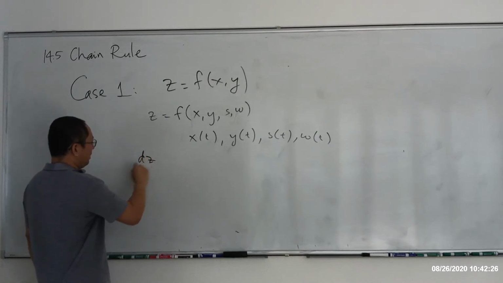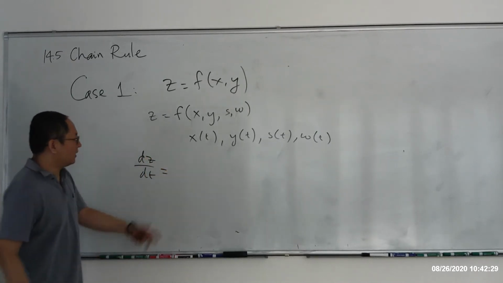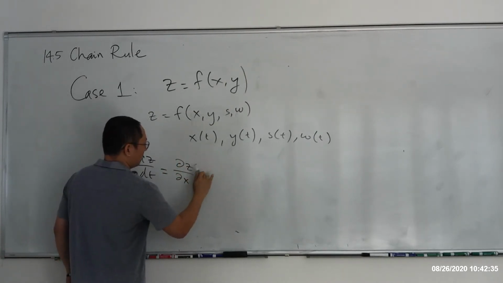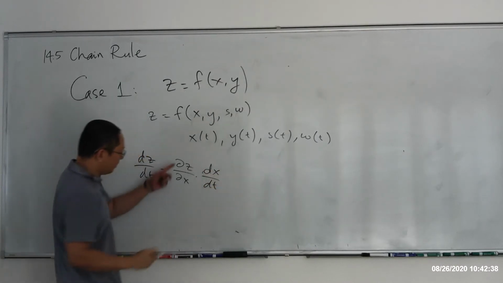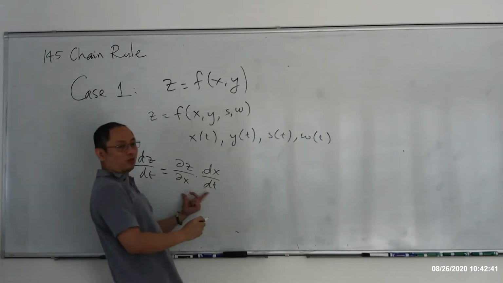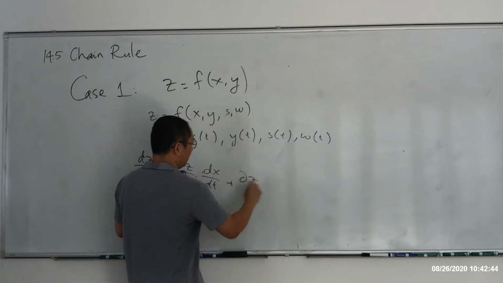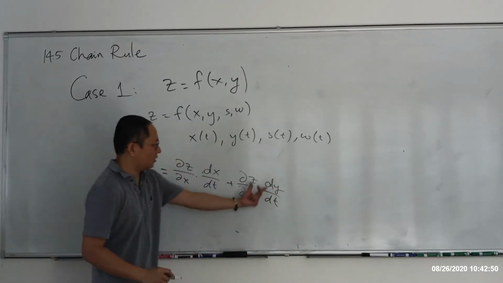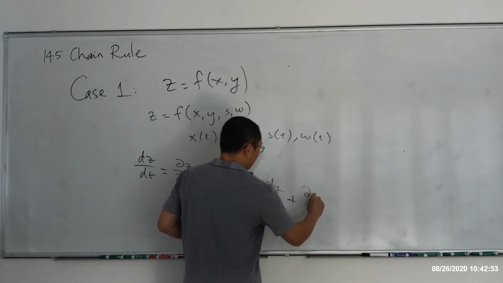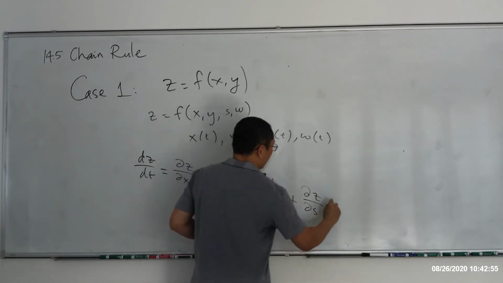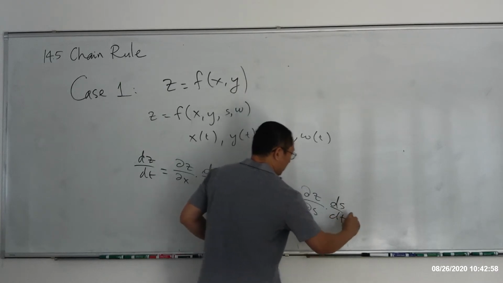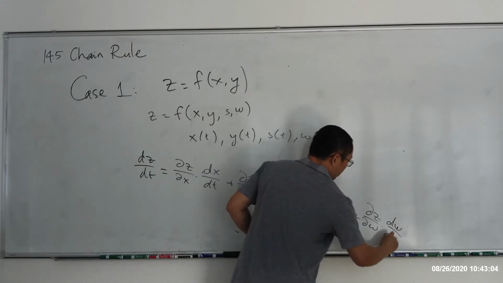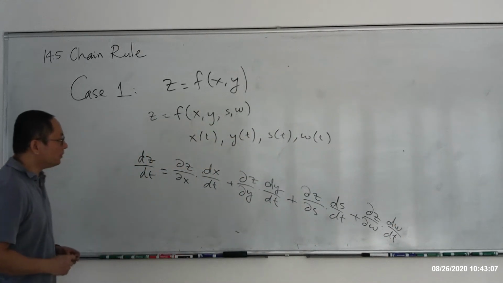So dz over dt, same way. You have what? dz over dx times dx over dt. See? Partial derivative with respect to x times the derivative of x, chain rule. Okay, and then what? dz over dy times dy over dt. Same idea, change to the y. And then move on, dz over ds times ds over dt. And then the last one, dz over dw times dw over dt. And you have another one.